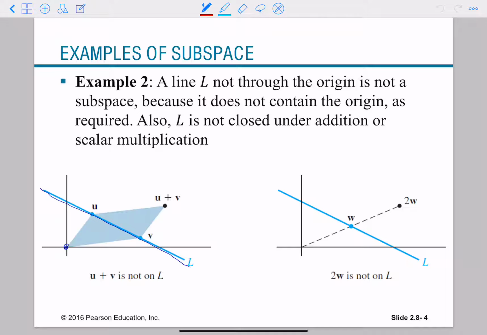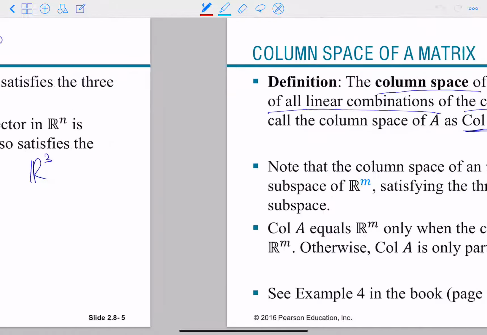So that number: for a given subspace, even though the basis vectors may vary, the number of basis vectors should always be the same, and that number is called the dimension of a subspace.